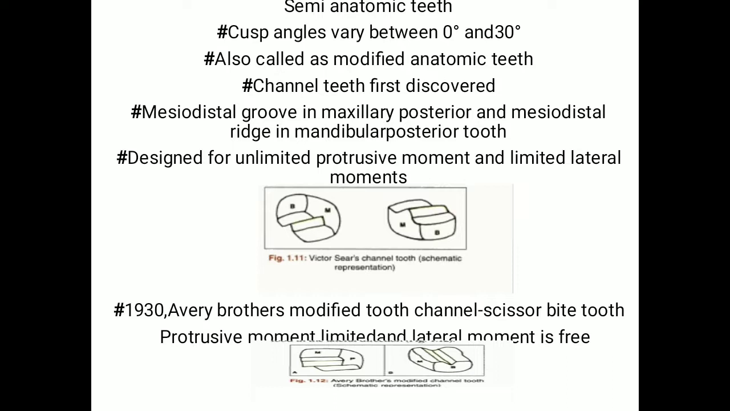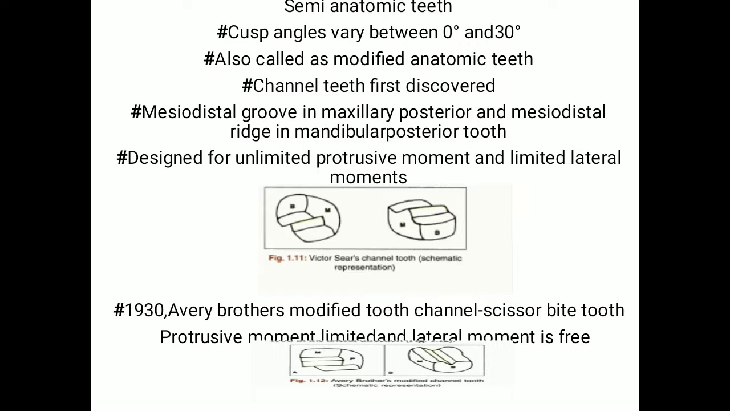Next one, semi-anatomic teeth. That is, the angle between 0 and 30 degrees. Also called modified anatomic teeth. Channel teeth: in the semi-anatomic teeth, channel teeth is the first discovered one. In the channel teeth, a mesiodistal groove in the maxillary posterior and a mesiodistal ridge in the mandibular posterior will occlude. They are designed only for unlimited protrusive and unlimited lateral movements.